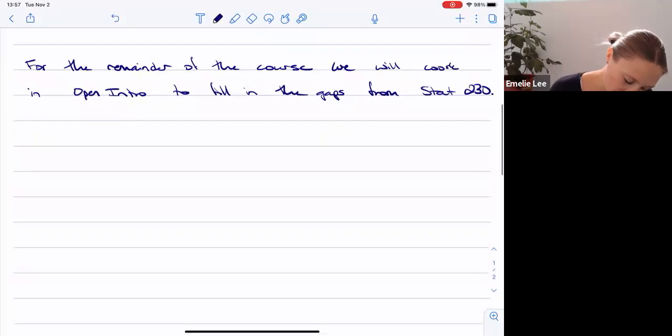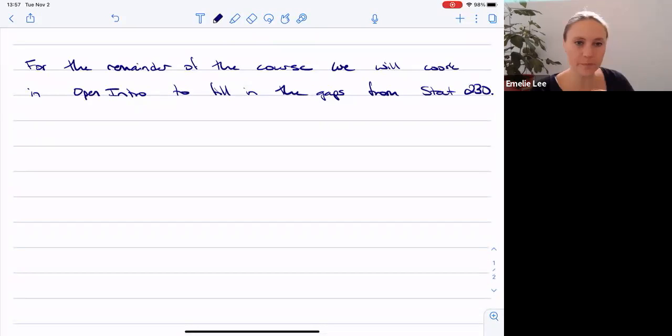Okay, so there are kind of two parts of inference, right? Inference can take the form of confidence intervals, or it can take the form of hypothesis testing.